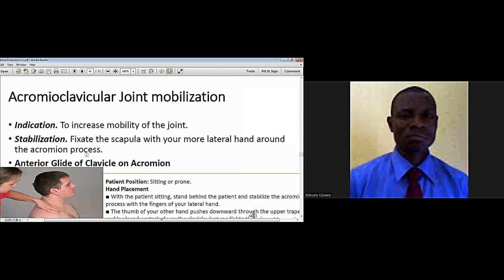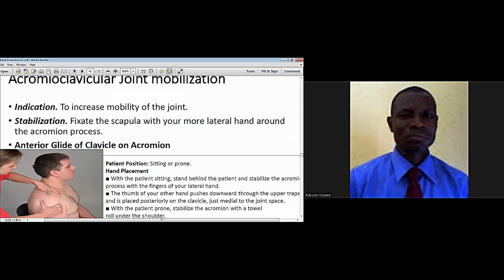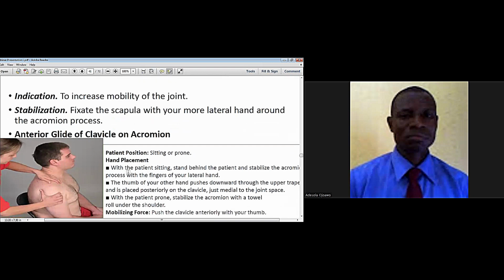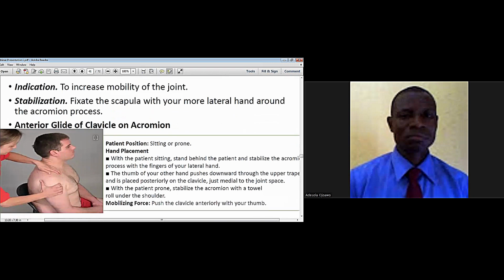Then how do you do that? You stabilize the scapula and use the thumb to do an anterior glide of the clavicle. You move it, but don't move it when it's highly inflamed. Please, when there's degeneration there, don't move it. If there's degeneration, you can try to move there. I put the literature there for us to read.